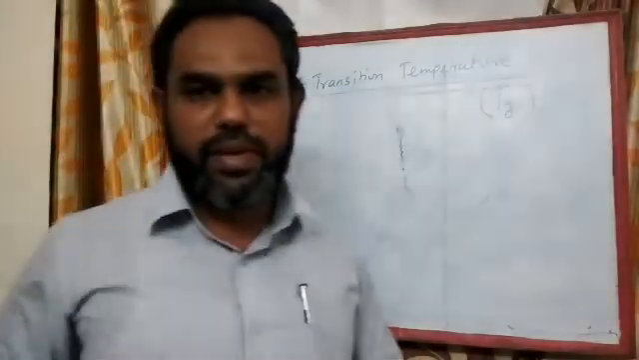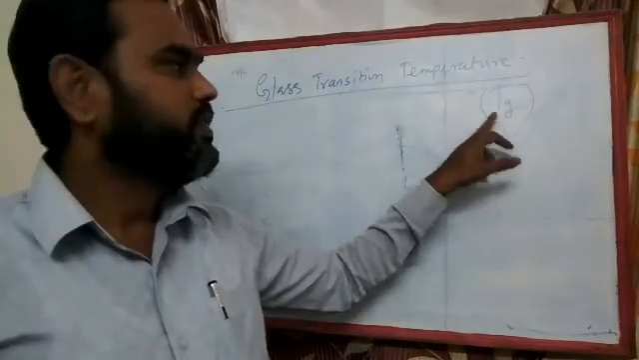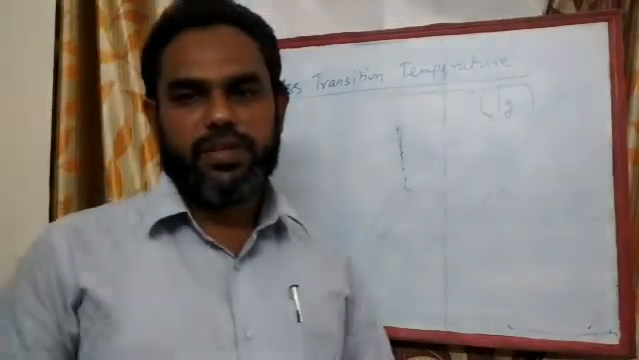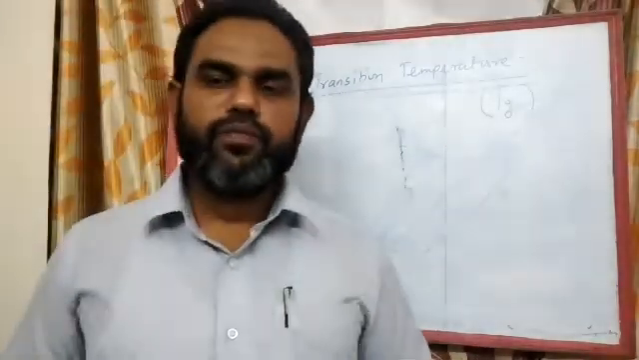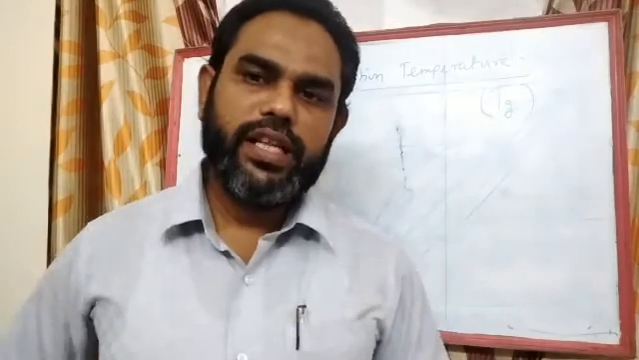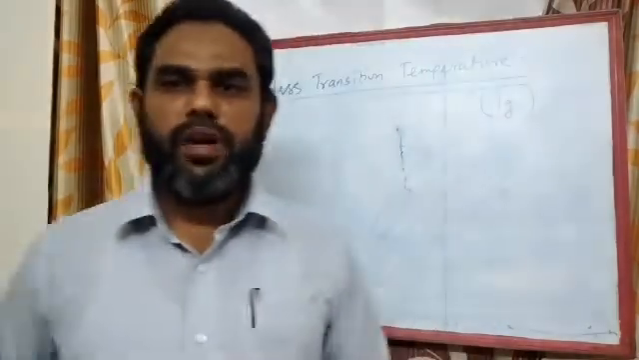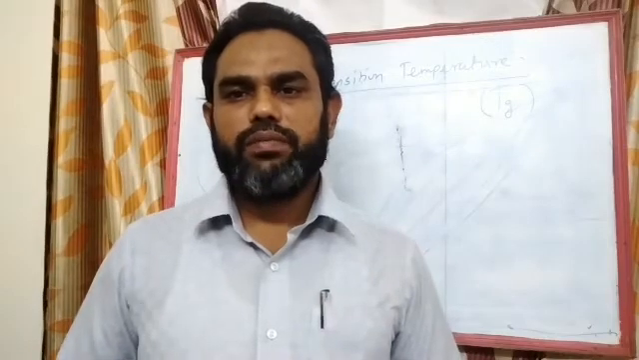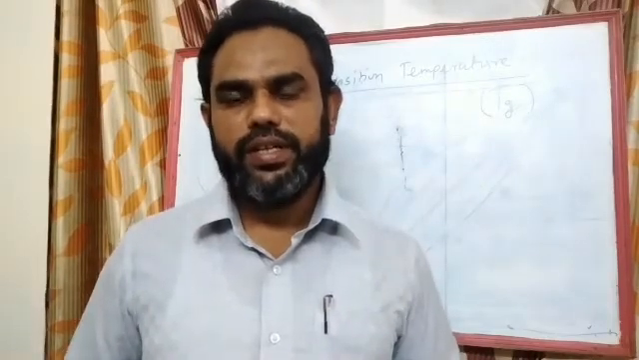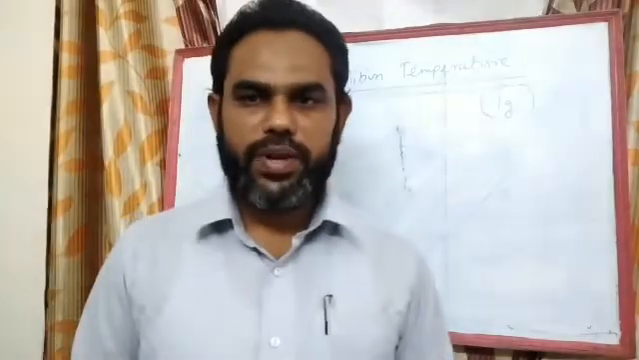The glass transition temperature is usually denoted by the symbol Tg, with g in the subscript. This is a very important thermal property which will be helpful for you in choosing the polymeric material for an application, and it will help you know which kind of processing technique is to be adopted for molding and other aspects.